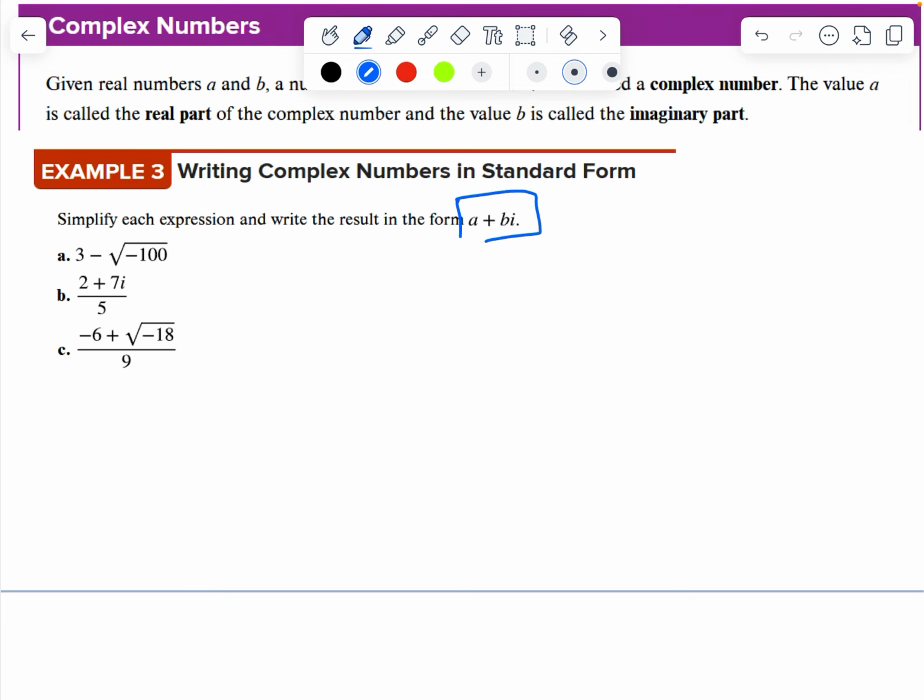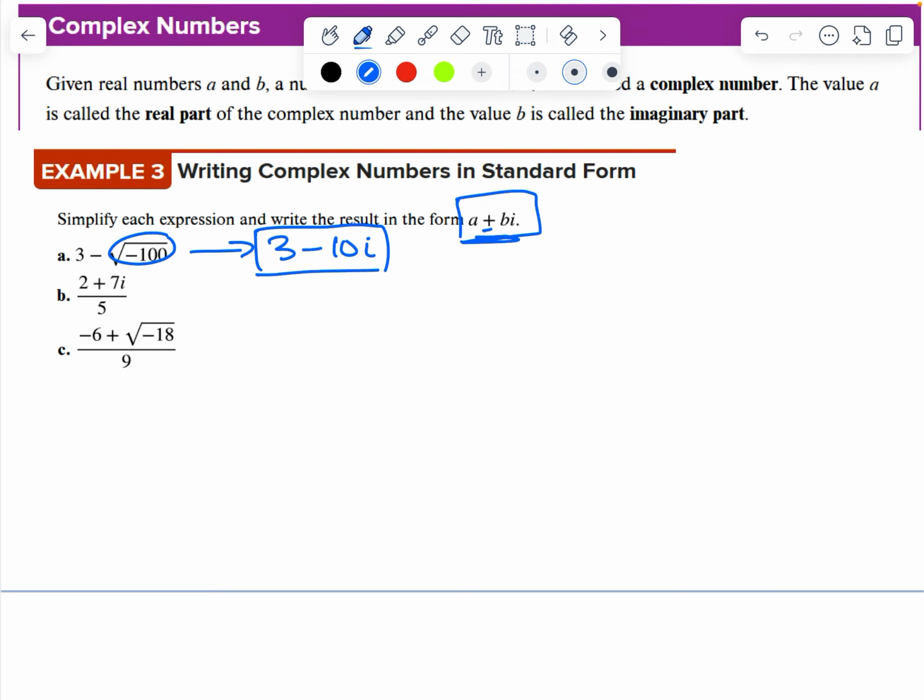In example A, the square root of negative 100 is the same thing. The square root of 100 is 10, so the square root of negative 100 is 10I. And notice that's already in that form A plus BI. That plus is actually plus or minus. It doesn't matter if you have a plus or a minus there.